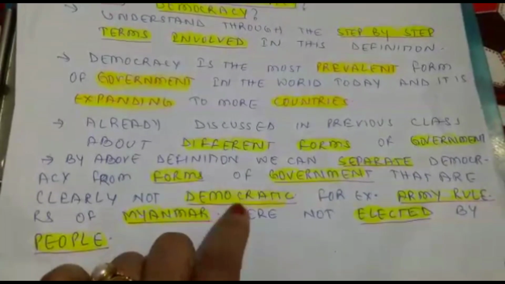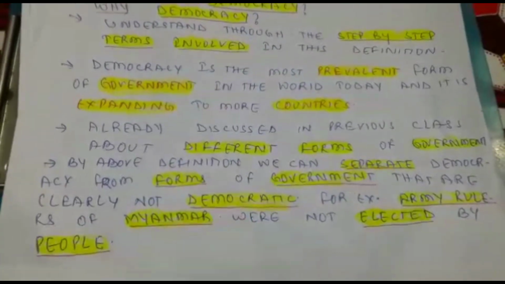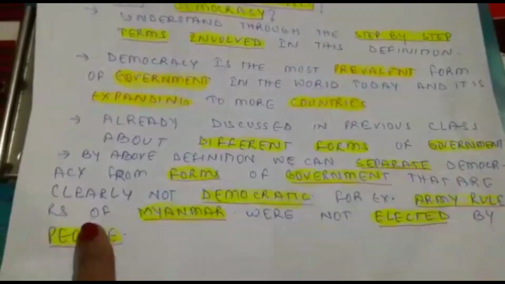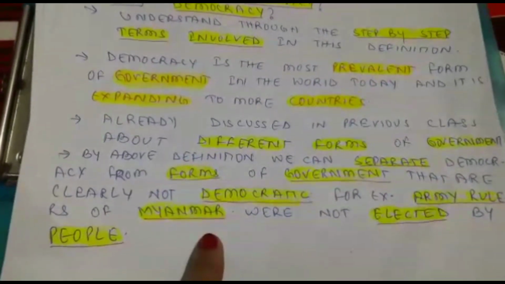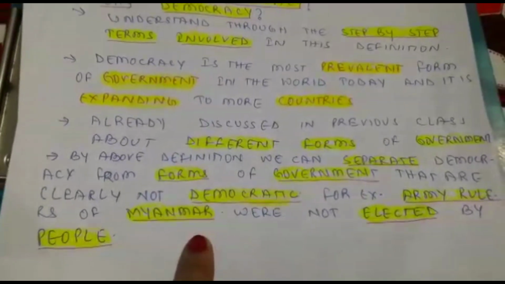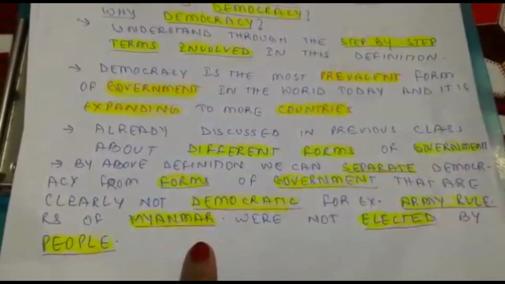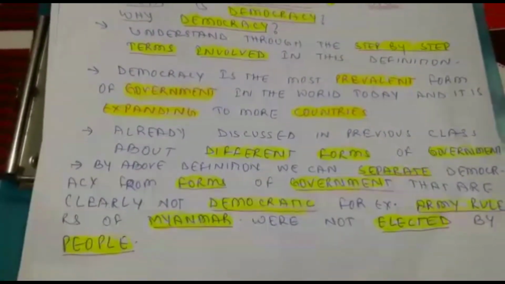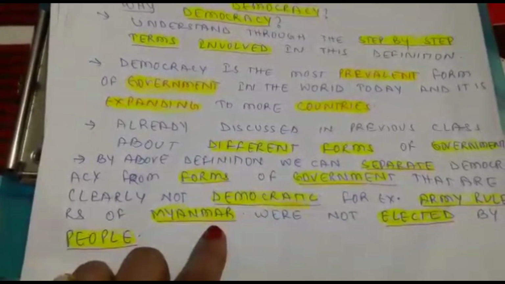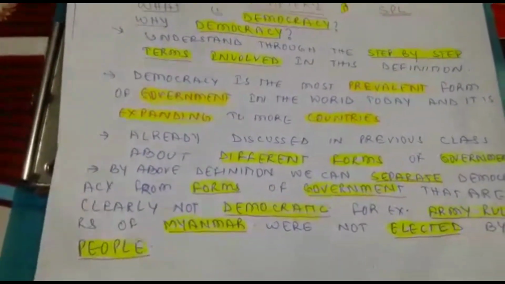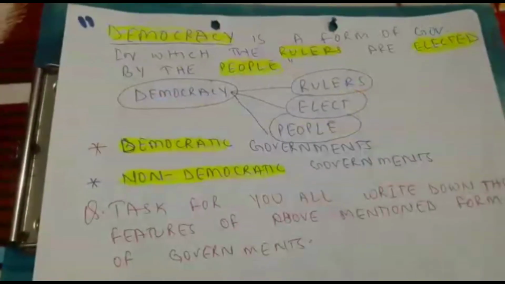For example, the army rulers of Myanmar. By these highlighted words, we can understand that the army rulers are forcefully running a country, Myanmar. They were not elected by the people. They were not elected by the general people.